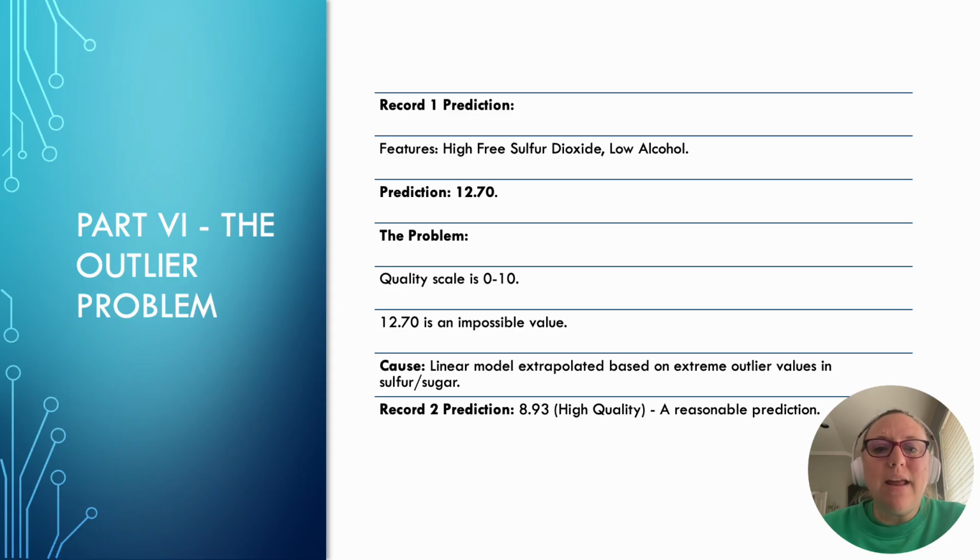However, linear regression has a major flaw: sensitivity to outliers. When we tested record 1, which had very high sulfur dioxide levels, the model predicted a quality score of 12.7. And since the scale only goes up to 10, it's an impossible value. The model saw the high sulfur numbers and extrapolated a trend line way past the logical limit. This is a key risk when using linear regression on data with extreme outliers.